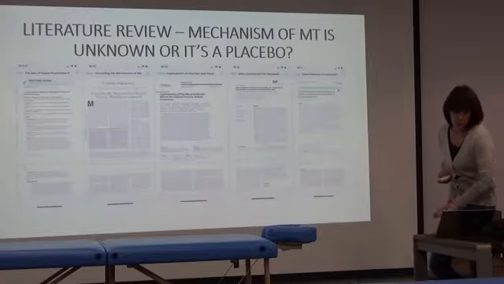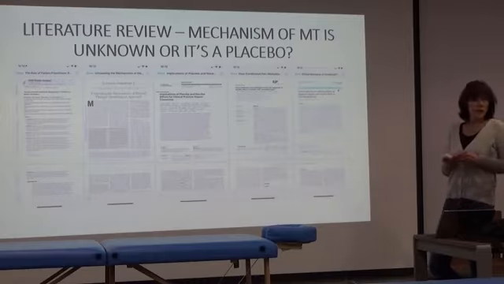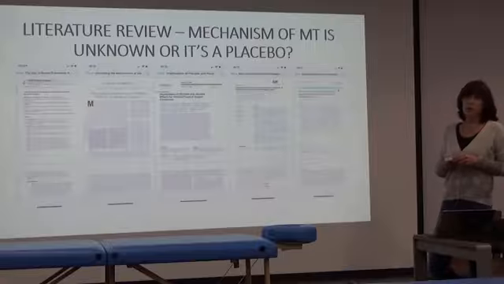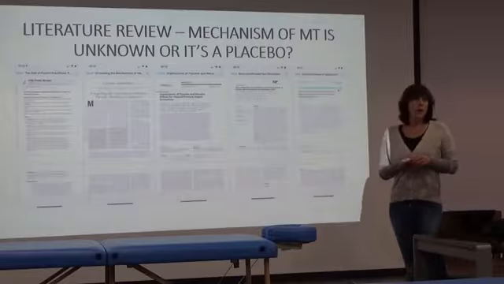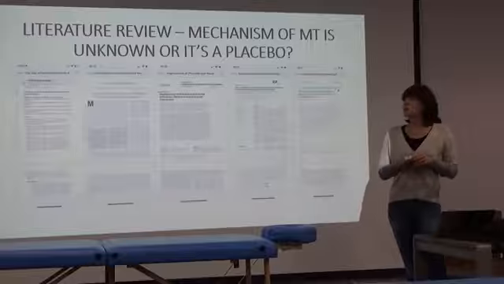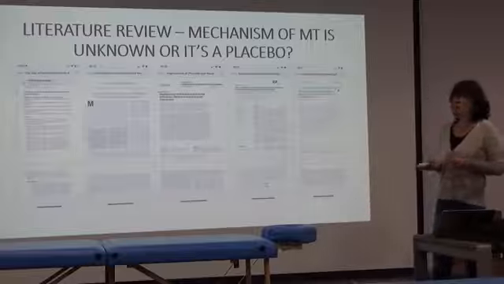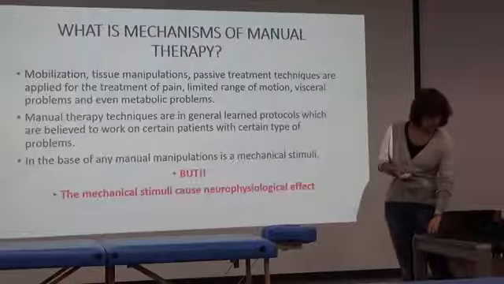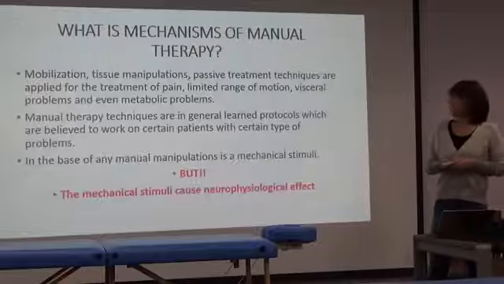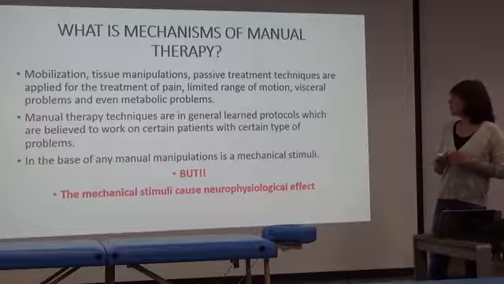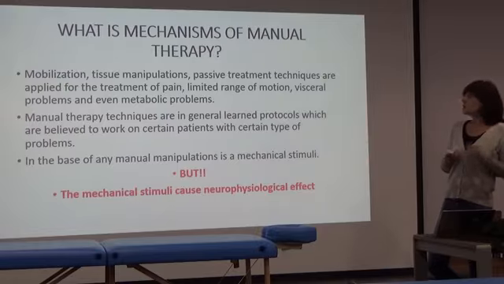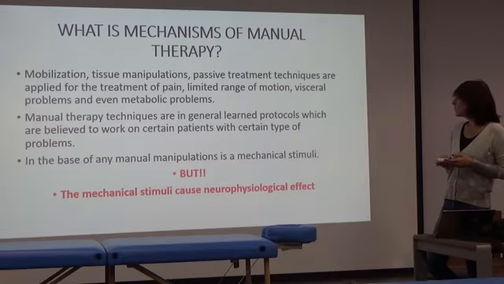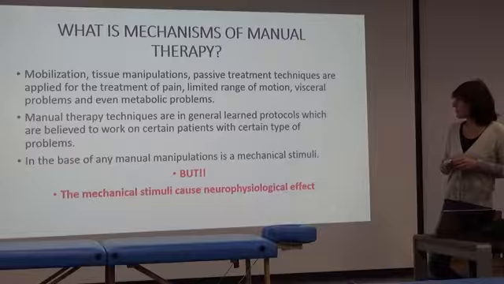Those are very important questions, and many people tried to answer them and wrote many articles. At the end of the presentation, we're going to have about 100 references of people who studied manual therapy and who tried to understand what we actually do. So, what do we do in manual therapy? We do tissue mobilization, tissue manipulation, passive treatment techniques. We treat pain mostly, limited range of motion, sometimes visceral problems and even some metabolic problems.